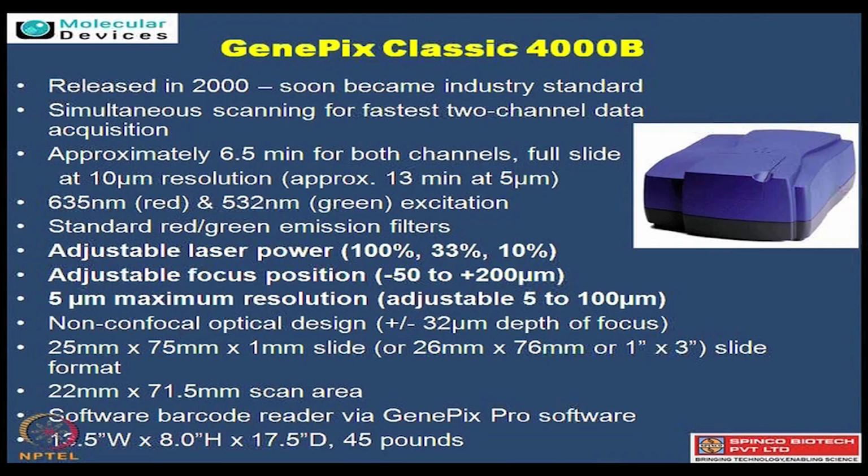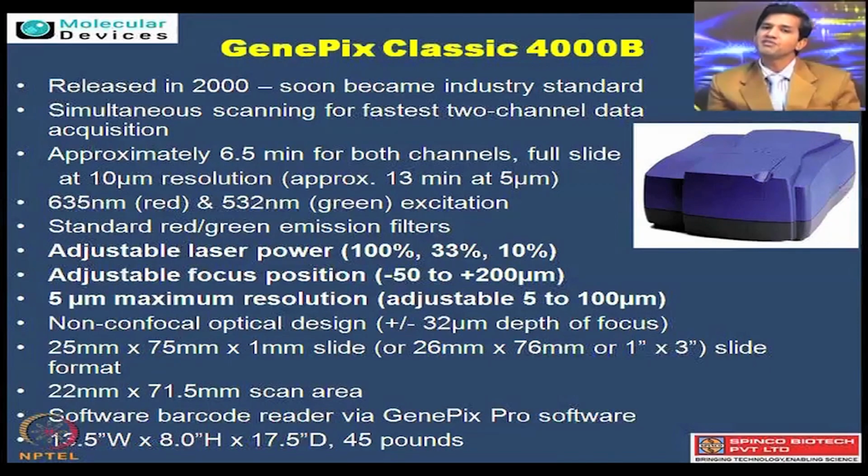Apart from that, it has two lasers, 635 and 532 nanometers, which are classically used for Cy3 and Cy5, and they're on compatible dyes. So in view of this, we have standard green and standard red emission filters to accommodate all Cy3 and Cy5 applications. The laser power can also be adjusted in the form of 100% to 33% to 10%. So based on what application and what intensity you want, the laser power can be adjusted as well.